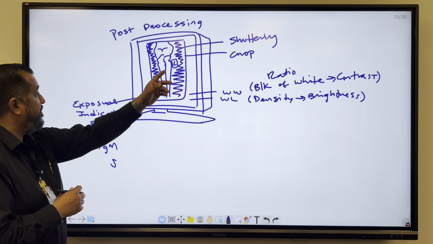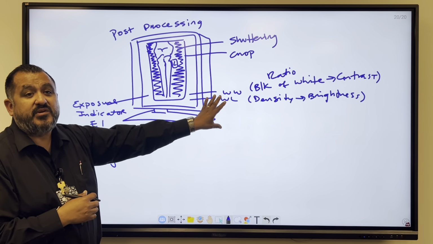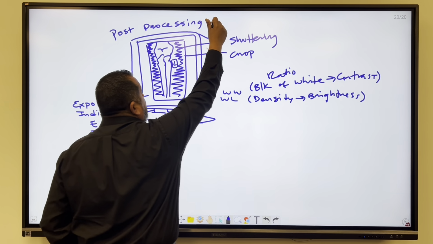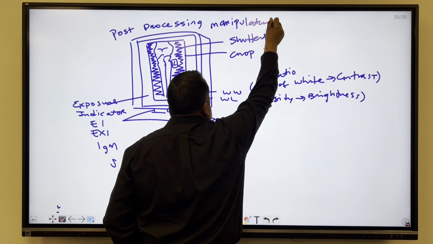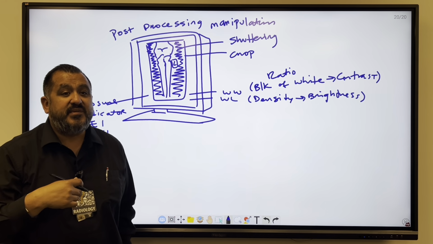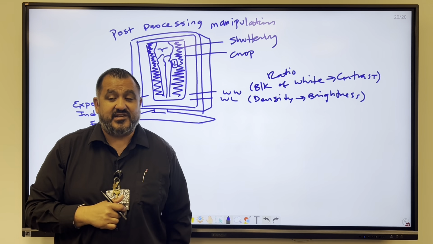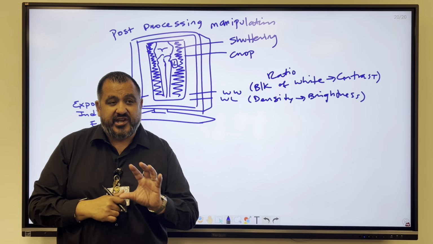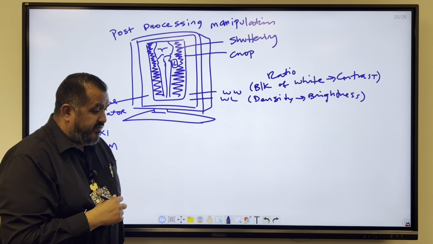So now that you do the windowing, this is known as post-processing manipulation. Okay? So I'm going to put that up here because you're manipulating the image. Post-processing manipulation means that you're manipulating the image after it's been processed. It's only processed once, but now you're changing it around, correct? So now we have window level, window width.